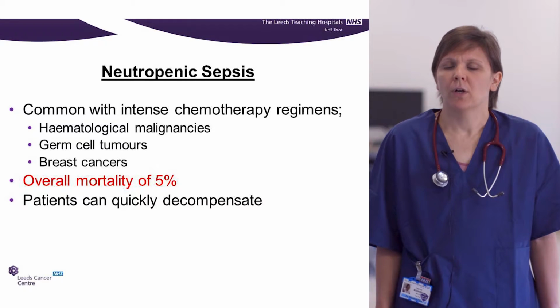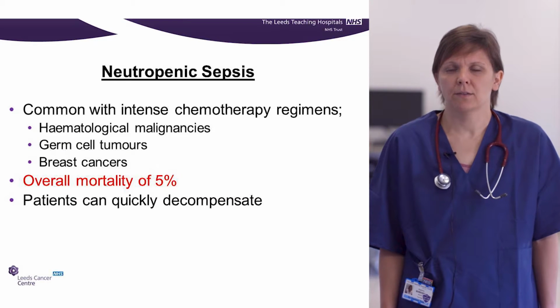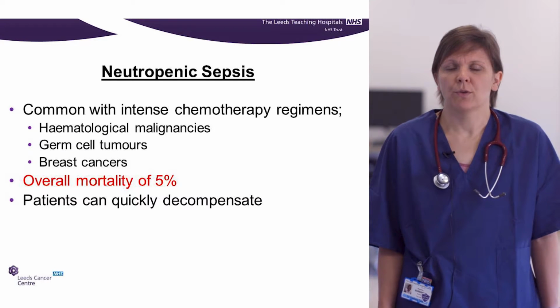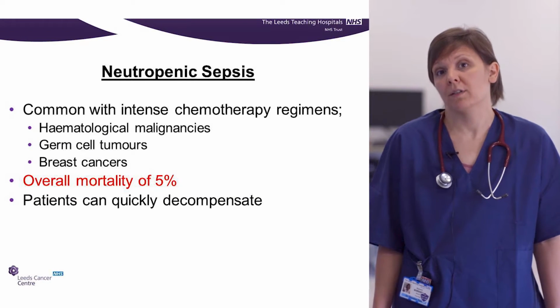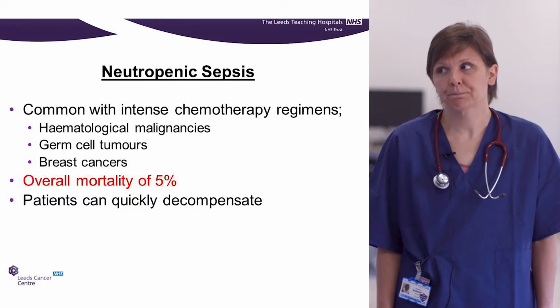Neutropenic sepsis can be more common with some of the high intensity chemotherapy regimes. So chemotherapy is given to target cancer cells, but it also affects the healthy cells, and that includes the bone marrow. And therefore that is the neutrophil count which will fall if it's affected by chemotherapy.